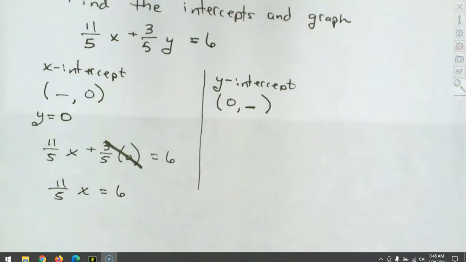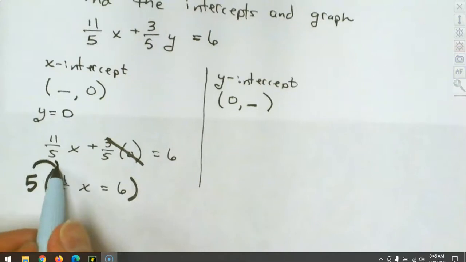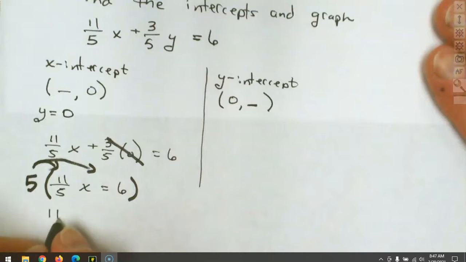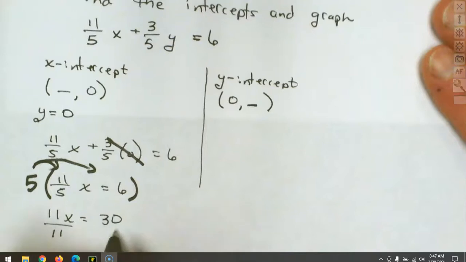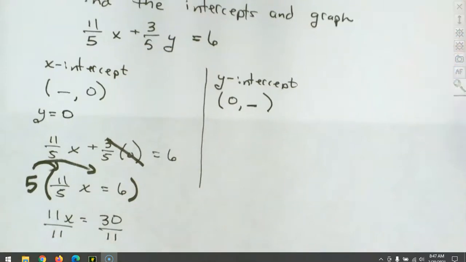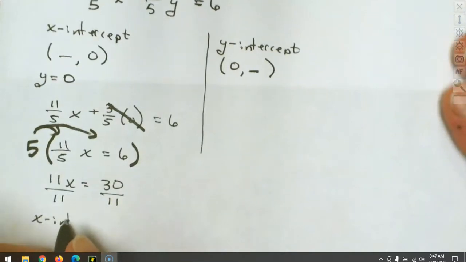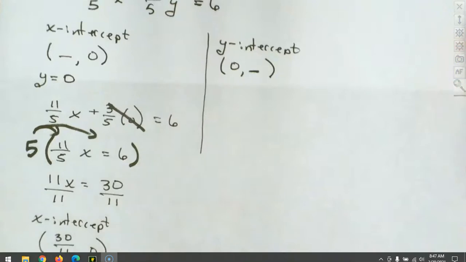And so now we'll clear them out. So we'll multiply everything by a 5 here. It's going to clear out our fractions. And that leaves us now with 11x equals 30. Divide by our 11. And that gives us now our x-intercept: y is 0, x is 30 over 11. So our x-intercept is 30 over 11, comma 0.